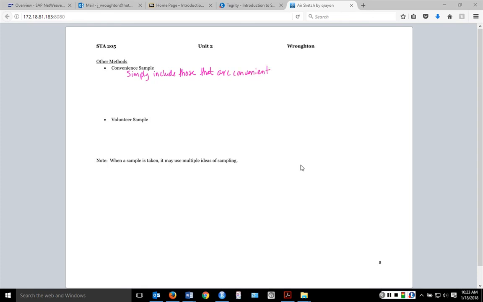And these are done all the time, so this could be, again, maybe I take a class poll because it's nice and easy because my students are right there. I could stand outside a grocery store and ask people questions. It's just nice, it's easy to do. Now, depending upon what you're measuring and how you do it, it could be good or it could be bad. So let's go for the stand outside a grocery store.